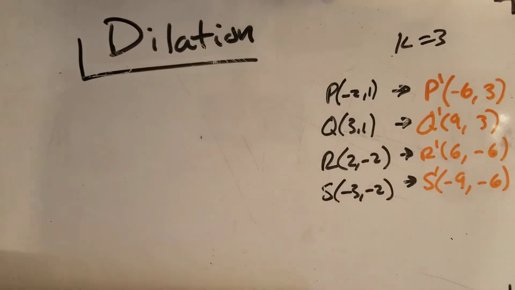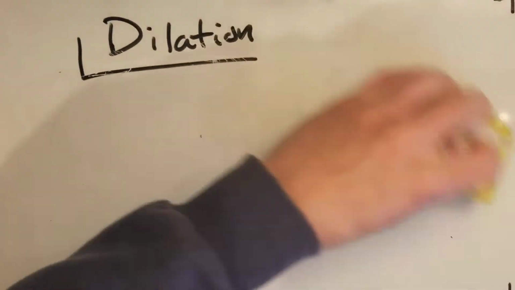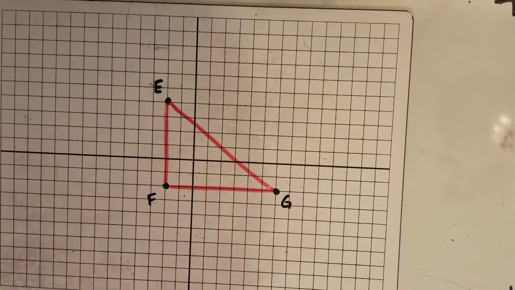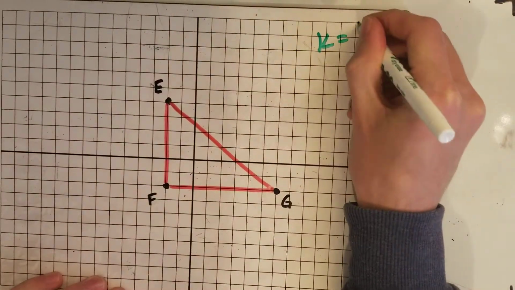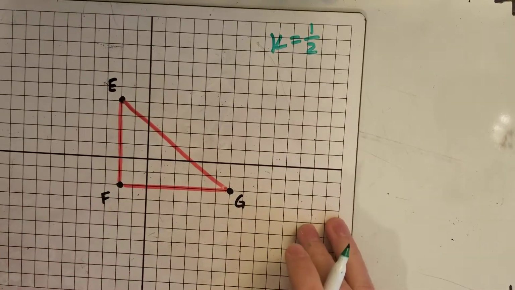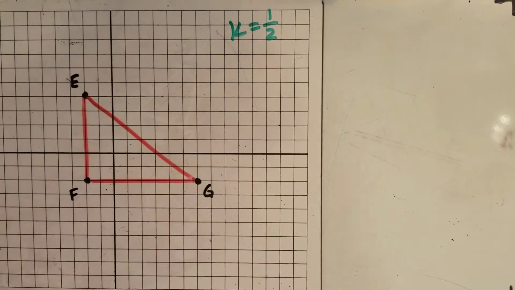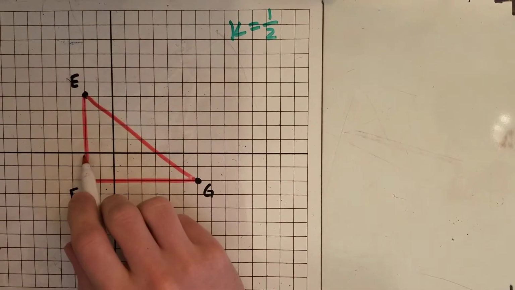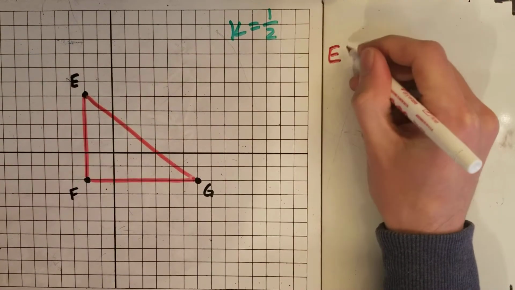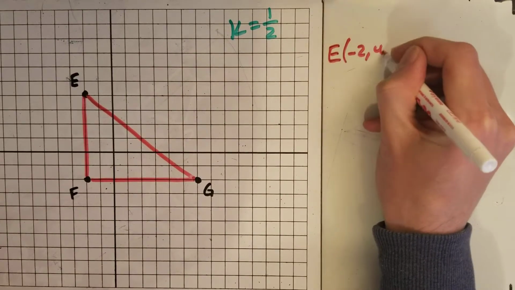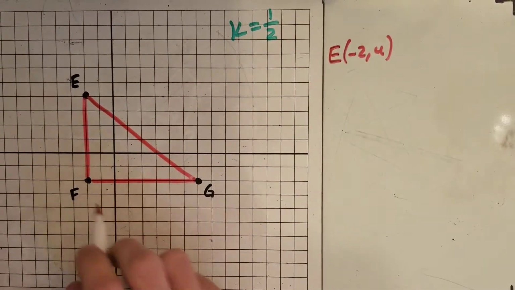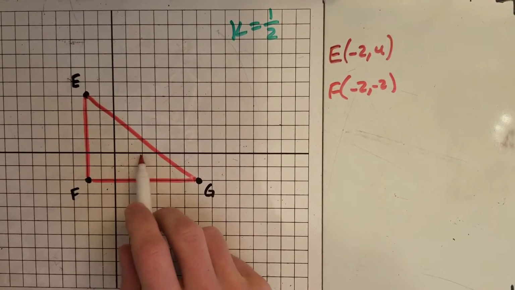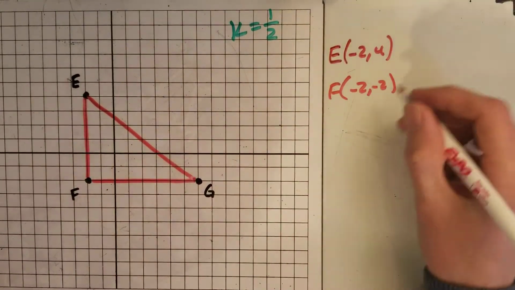We have this triangle. I'm going to slide it up right here. Here we go. We are changing by the scale factor of 1/2. K equals 1/2. So I'm going to list the coordinates, and then we're going to change by a scale factor of 1/2. E is negative 2, 4. F is negative 2, negative 2. And G is 6, negative 2.